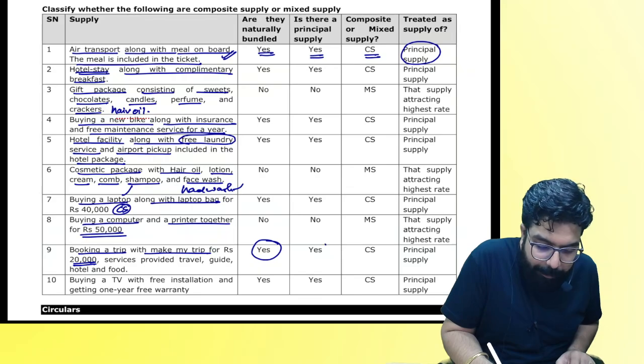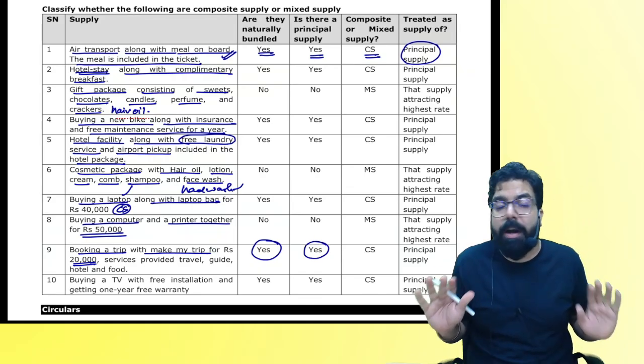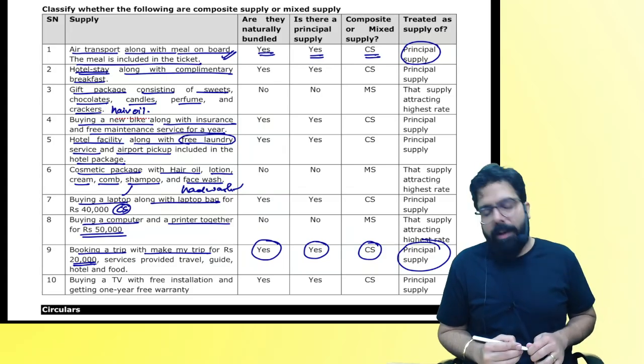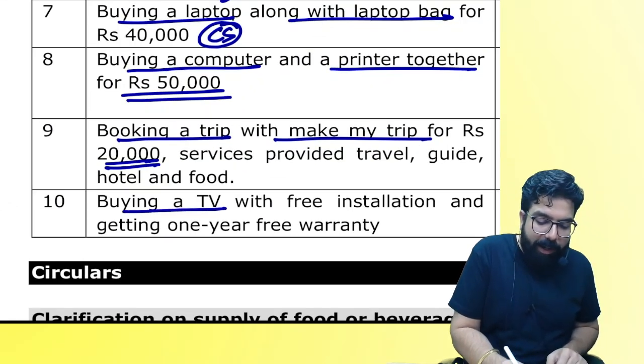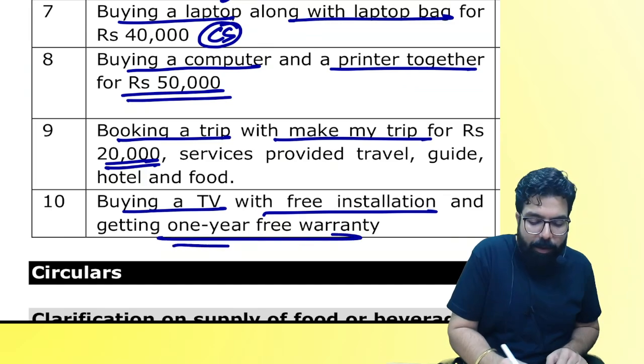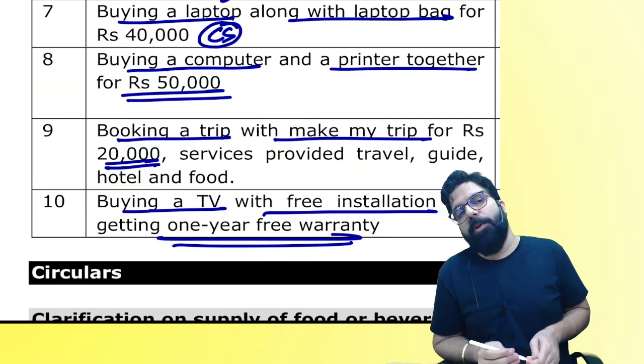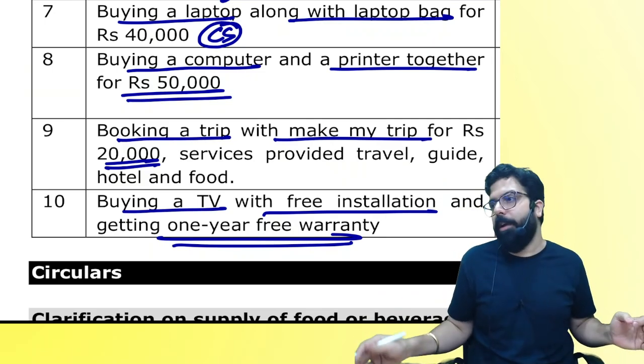Is there a principal supply? Travel services. Yes or no, everyone? Next, composite supply or mixed? What rate will apply? Principal. You bought a TV with installation and 1 year warranty. Composite or mixed? Composite. Are we all 100% clear with this?